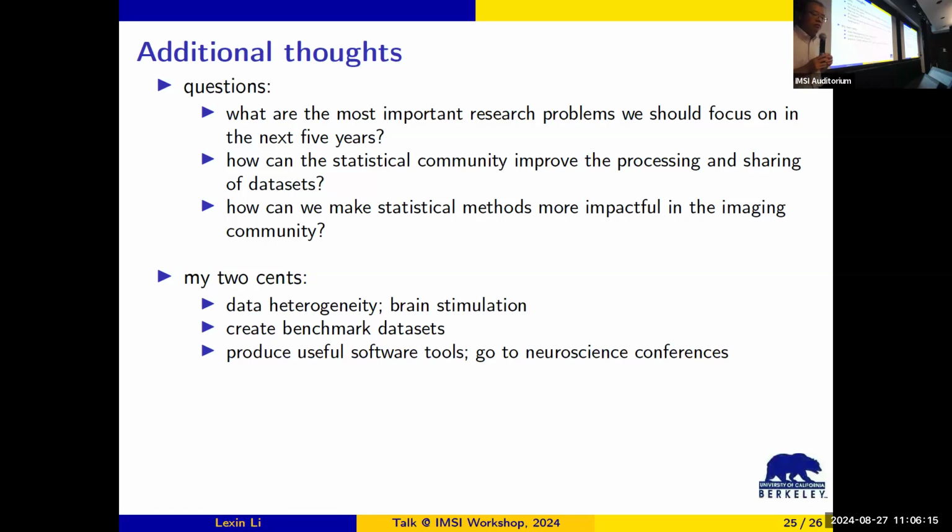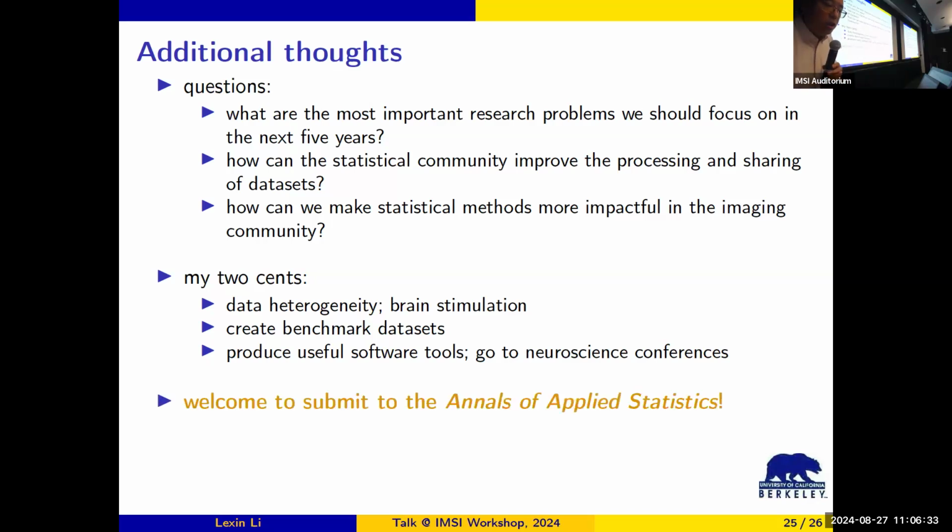For the second question, I do feel it's related. If we can create high quality benchmark data sets, and finally go to neuroscience conferences, it's one possible helpful way to answer some of those questions. You are welcome to submit your high quality papers to the Annals of Applied Statistics, partly because I think this is a very nice outlet promoting high quality work, bridging statistics, biostatistics, and different applications. And partly because I'm the incoming editor-in-chief for this journal next year. So welcome to send your papers there.